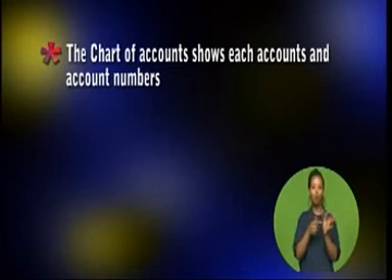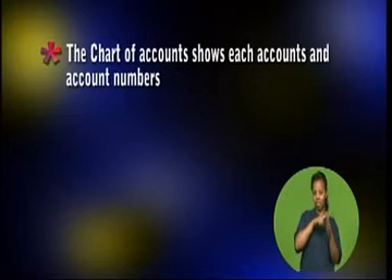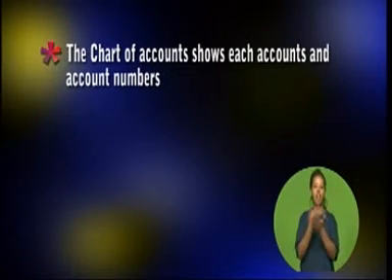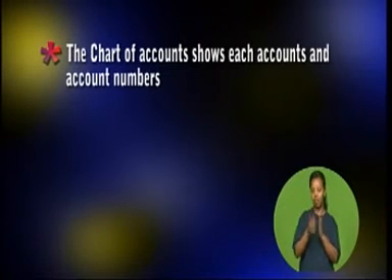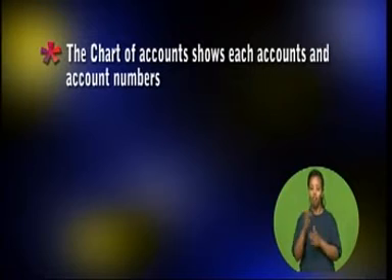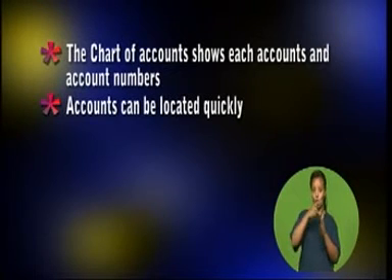Students, it is desirable to establish a systematic method of identifying and locating each account in the ledger. This can be done by using a chart of accounts. The chart of accounts shows each account and account numbers arranged in the sequence in which they are presented in the financial statements. The chart of accounts is the code of accounts and a listing of the accounts by title and numerical designation. Since the accounts are arranged in the ledger in numerical order, they can be located quickly.